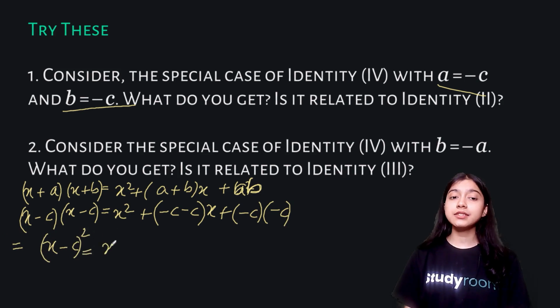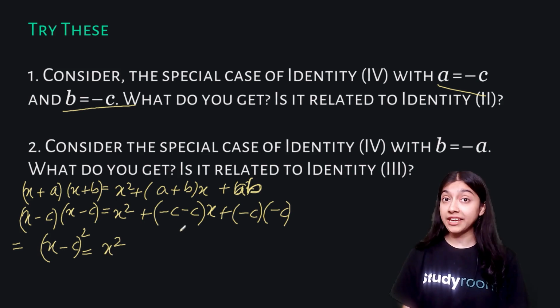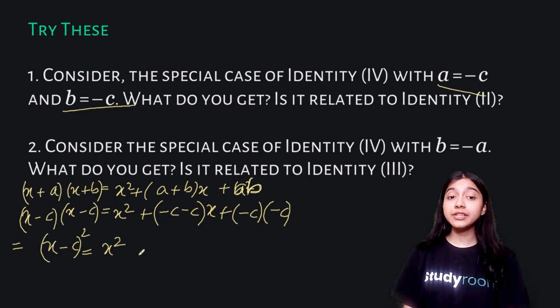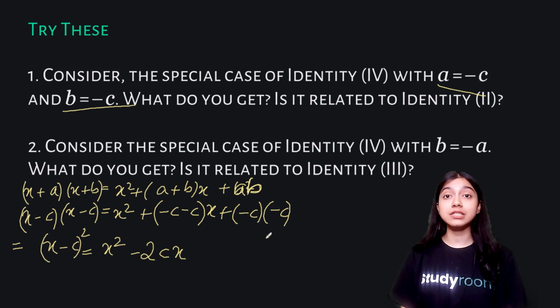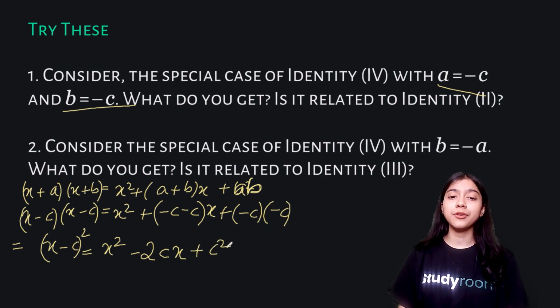x square gives us x square as it is. Minus c gives us minus 2c. When it is multiplied with x, it will give us minus 2cx. And over here, minus c into minus c gives us plus c square. So this will be plus c square.